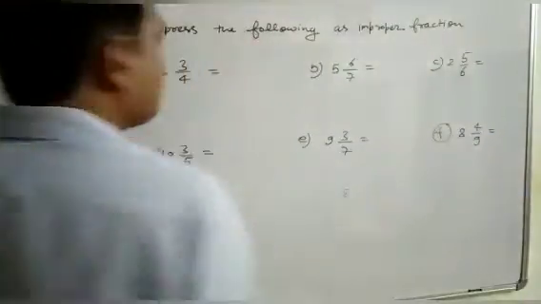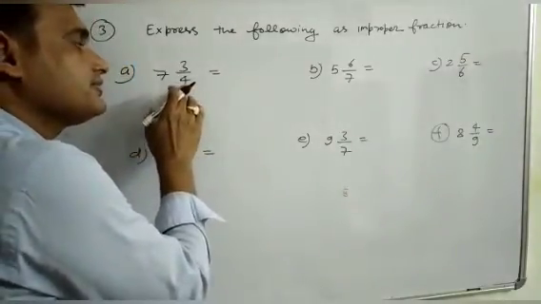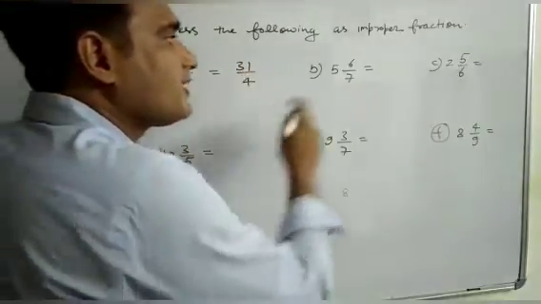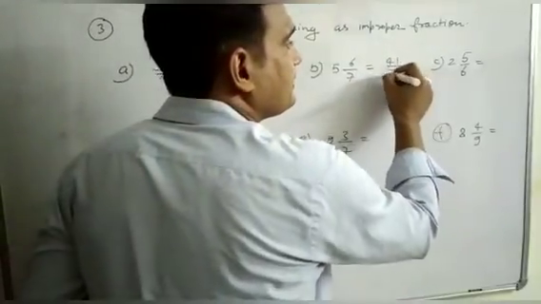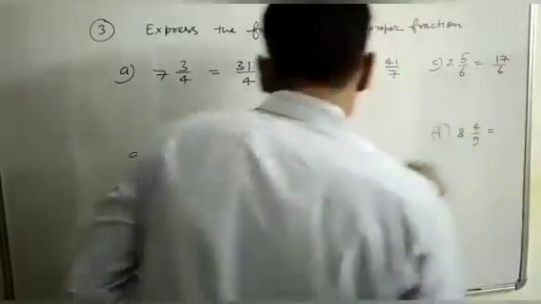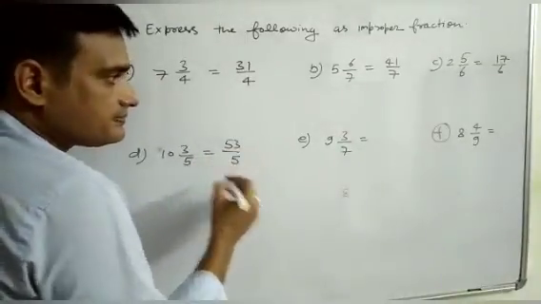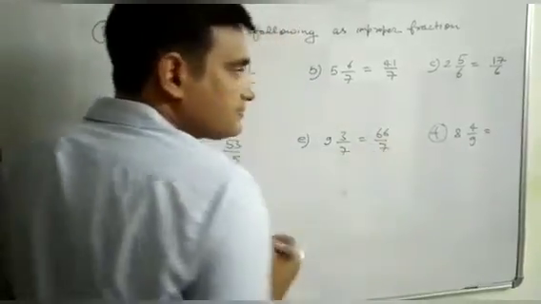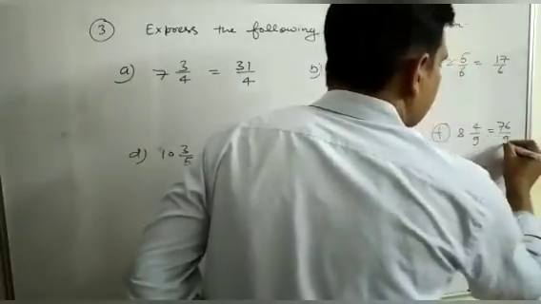Now question number 3. Express the following as improper fractions. Here you see that these are mixed fractions. Now first we multiply: 4 sevens are 28, plus 3, 31 upon 4. 7 fives are 35, plus 6, 41 upon 7. 6 twos are 12, plus 5, 17 upon 6. 10 fives are 50, plus 3, 53 upon 5. 9 sevens are 63, plus 3, 66 upon 7. 9 eights are 72, plus 4, 76 upon 9.